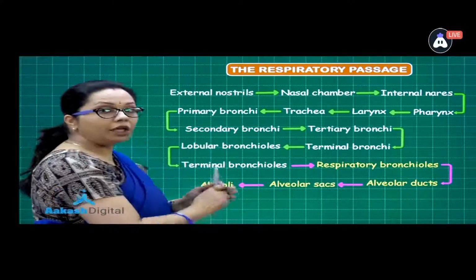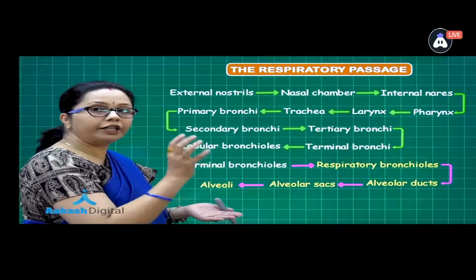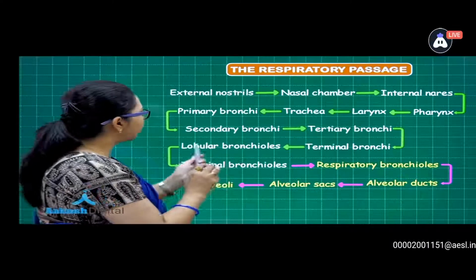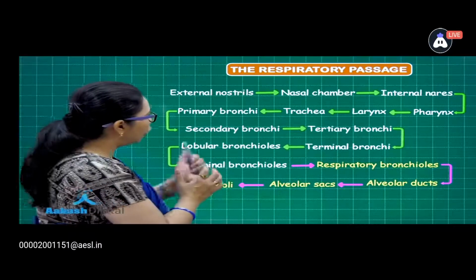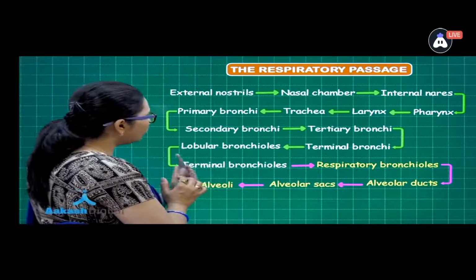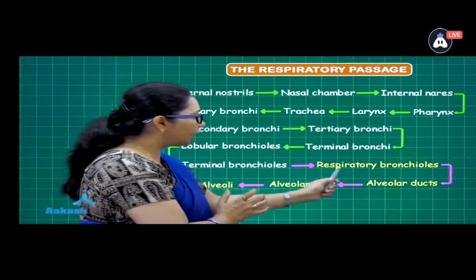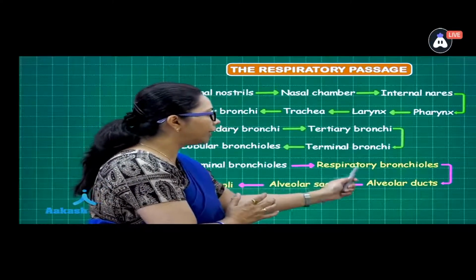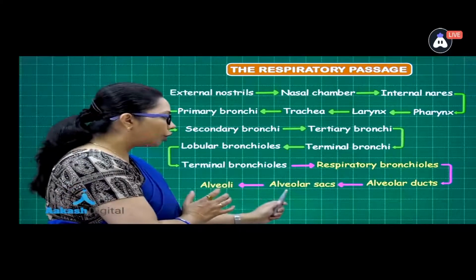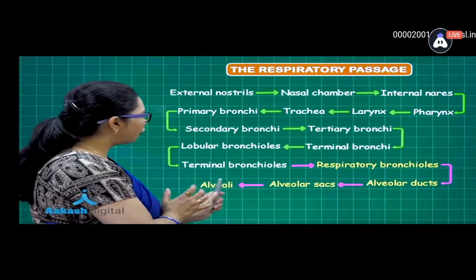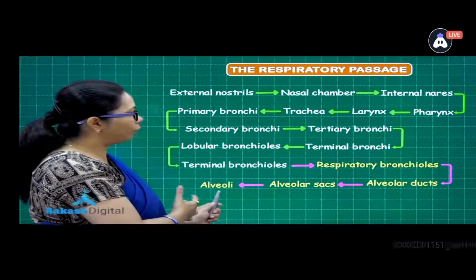Now as we have seen, the lungs are divided into lobes, then each lobe is further divided into lobules. So once it has entered into the lobule part, that's why the name is lobular bronchiole, and the lobular bronchiole then divides into terminal bronchiole, and these then open into respiratory bronchioles which lead into alveolar ducts which open into alveolar sacs, and finally where the respiratory exchange takes place, that is the alveoli.